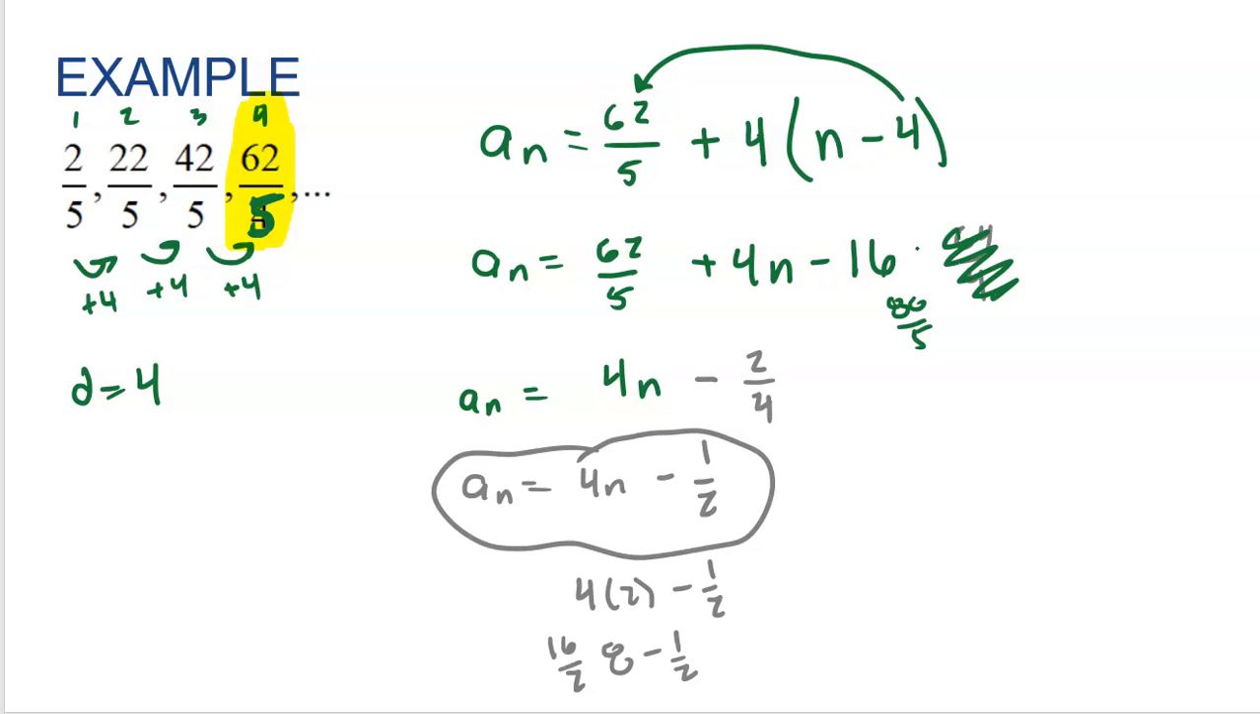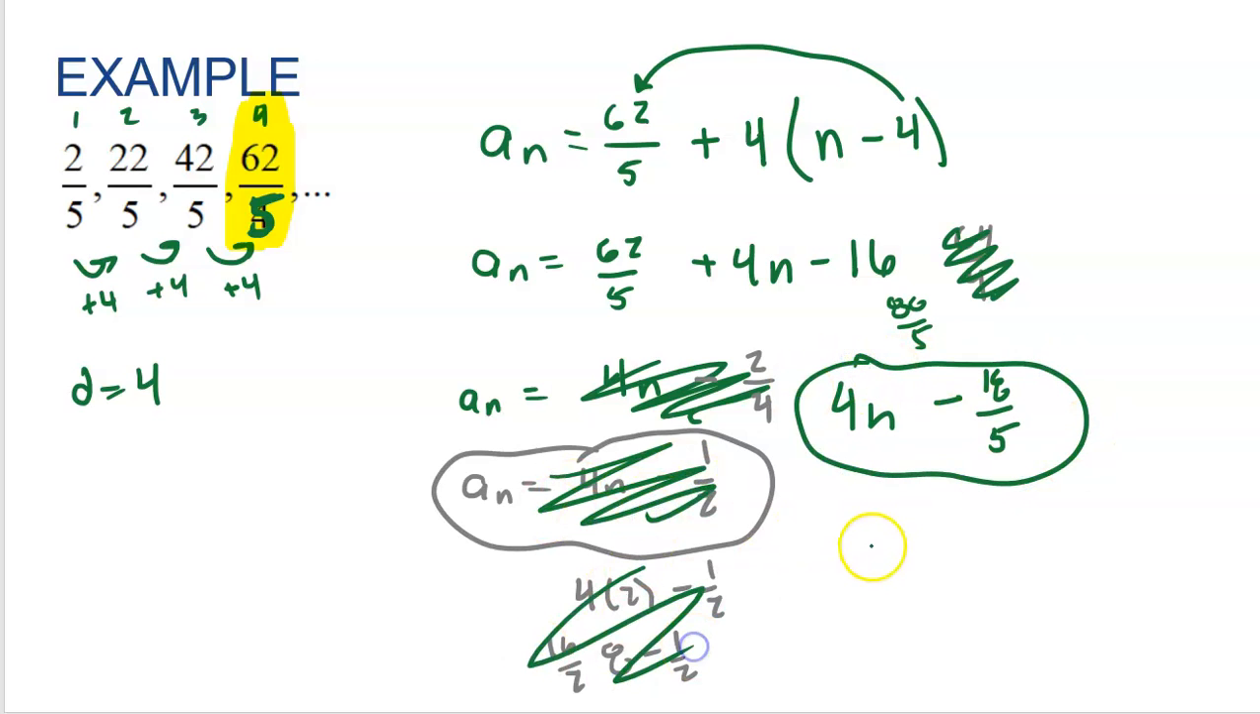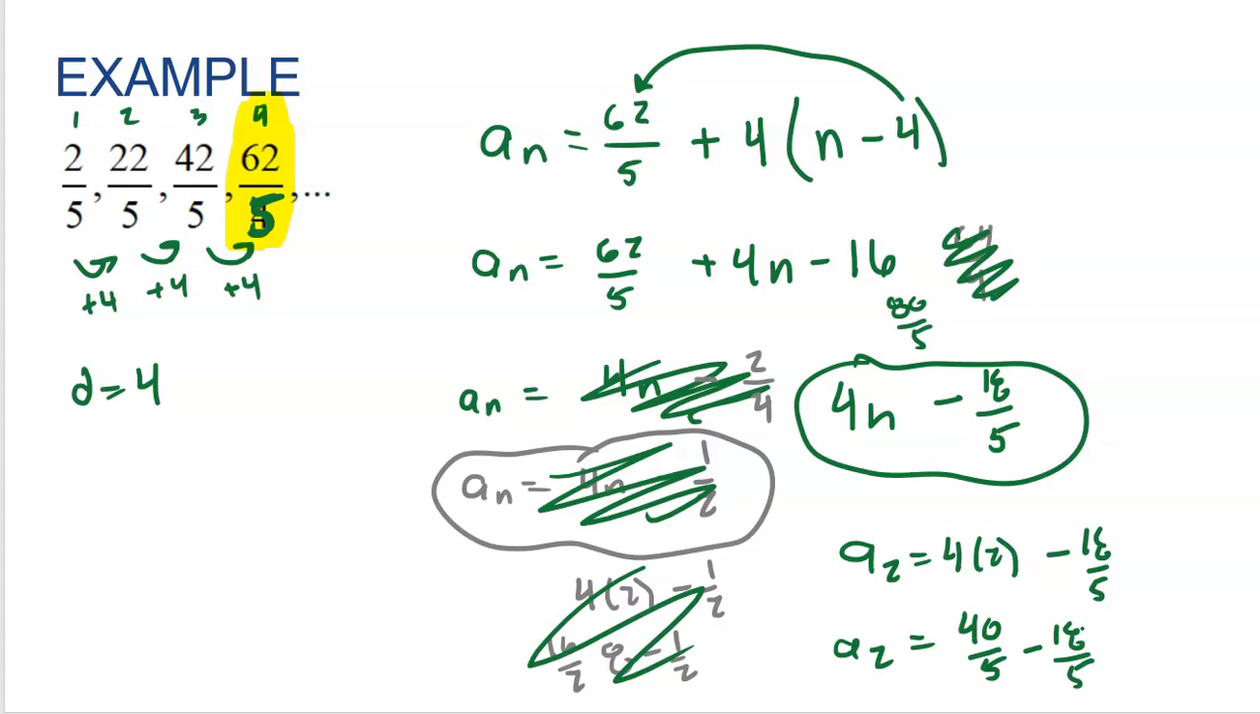So 62 fifths minus 80 fifths is negative 18 fifths. So let's just rewrite this. 4n minus 18 fifths. Okay, now that should work. I'm so sorry about that. There is my formula. And now if I plug in 2, I get 4 times 2, which is 8. 8 minus 18 fifths. Let's see here. 8 could be written as 40 fifths. So 40 minus 18, I feel like this is still not going to work. Yeah, 22 fifths. Yeah, there we go. So again, I apologize for that error, but now we realize if I plug in 2, I do in fact get 22 fifths.